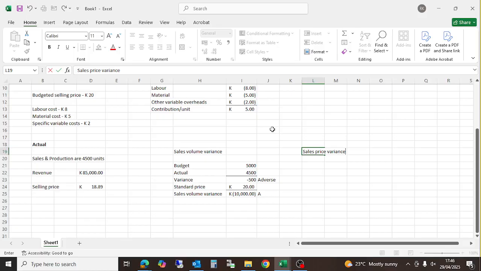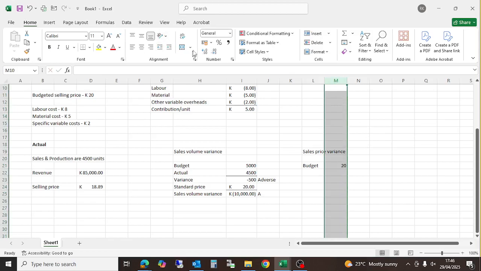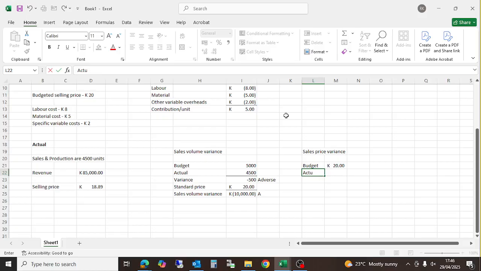All right, now let's go to the sales price variance. When we talk about the sales price, we are literally talking about the price they are selling their products at. You can use different ways to find the sales price variance, but the easiest way is to take the budget. My budgeted selling price is 20 kwacha, and my actual selling price is 18.89.